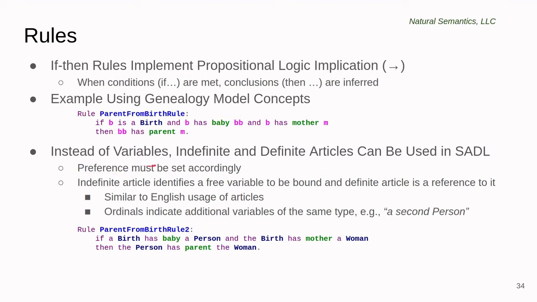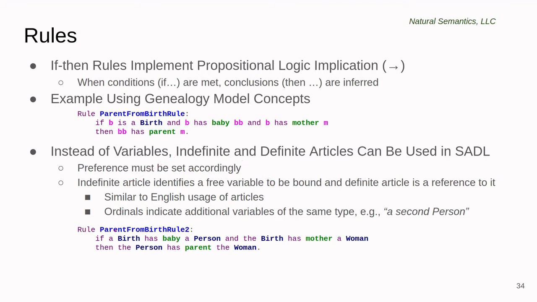But if you turn on indefinite and definite articles in translation, then the indefinite article identifies a free variable to be bound, and the definite article is a reference to that free variable. And you can then use ordinals to indicate additional variables. So for example, if you have a person, you might say a second person, or you can say another person, a third person, a fourth person, etc.